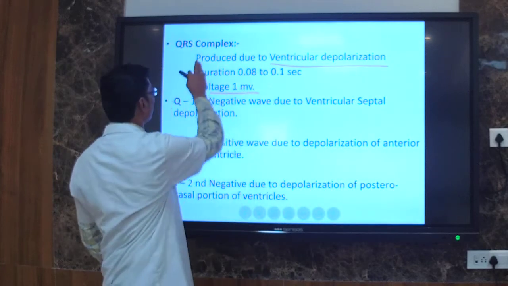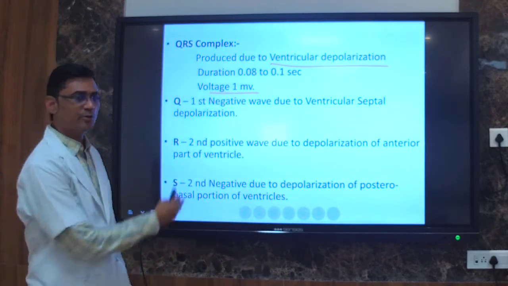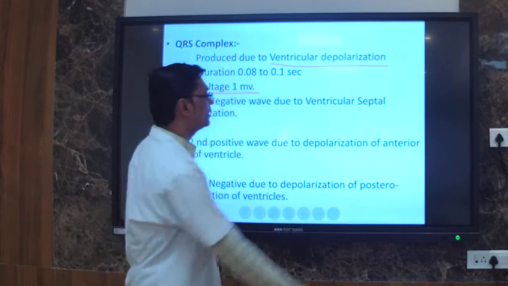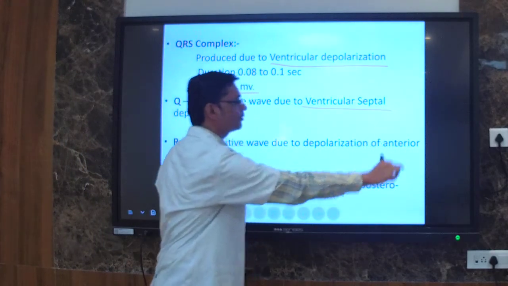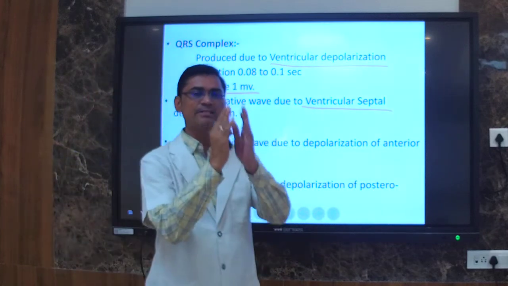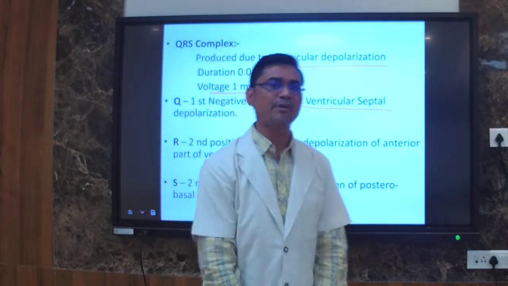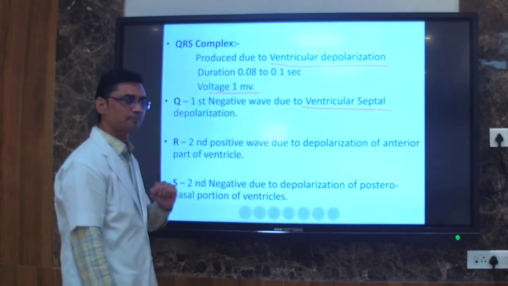The QRS complex is made up of 3 different waves. The Q wave is the first negative wave. The actual cause for this Q wave is ventricular septal depolarization. There is an interventricular septum separating the left ventricle from the right ventricle. That septum depolarizes first, producing the Q wave.